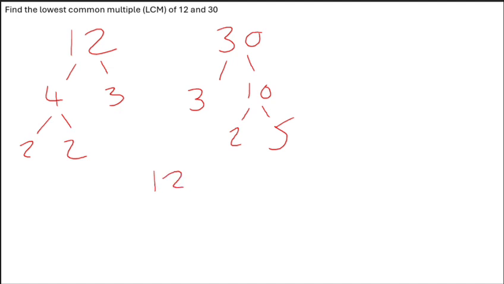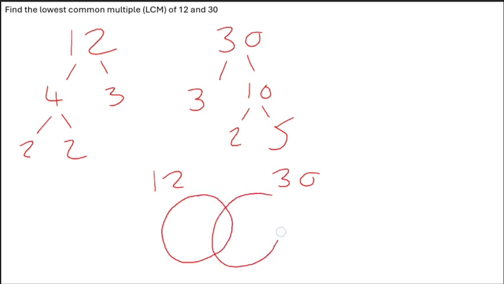So I've got my 12 and I've also got 30. I'm going to draw a Venn diagram for you. In the middle is going to be what each one has got. So I can see a 2, I can see a 2, so in the middle, I'm going to put 2. I can also see that there is a 3 in each, so I'm going to put 3 in the middle of my Venn diagram as well.